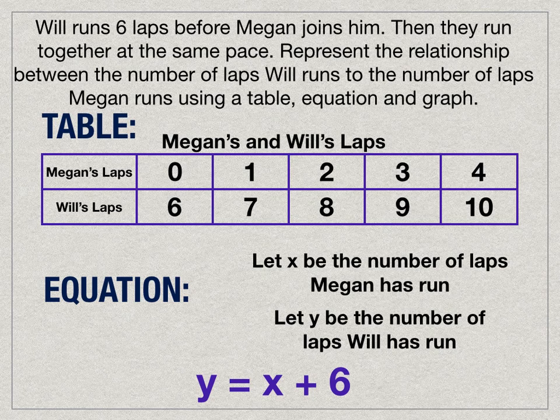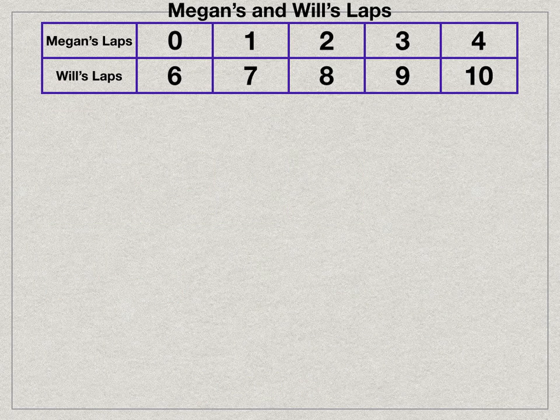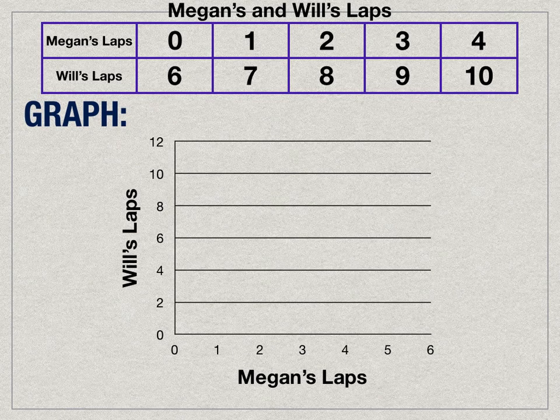And then the last thing that they asked us to do was to make a graph. So on the next slide, I'm going to copy my table, and then I'm going to create a graph from that table. In this case, I am using axes, but I've labeled them Megan's laps and Will's laps. And I'm just going to plot the points.